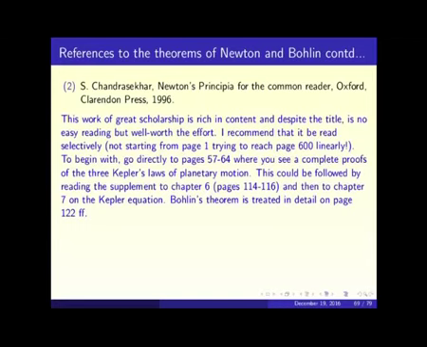After this, you could move on to reading the supplement to chapter 6, where he discusses the dual laws of planetary attraction. And you'll see a proof of Bohlin's theorem there also. And then you can move on to chapter 7 on the Kepler equation and the theorem on algebraic geometry, which is contained in Newton's Principia.